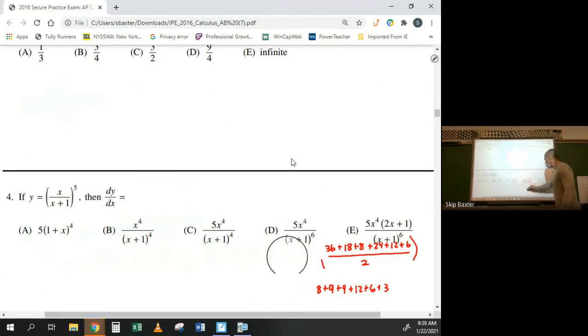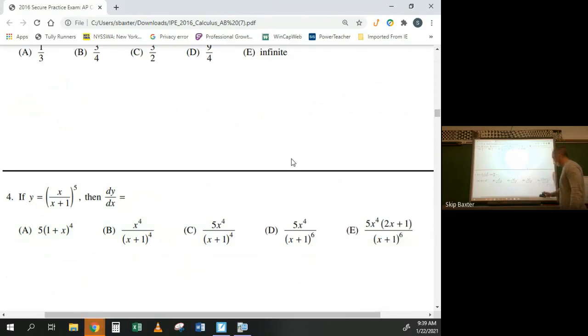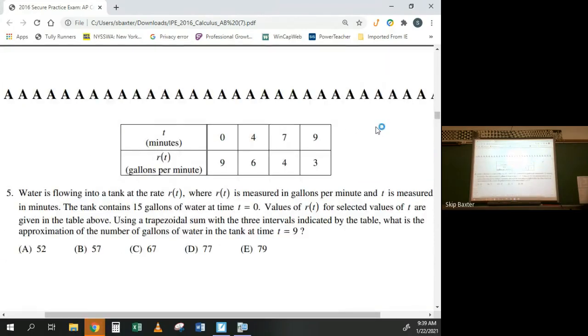I guarantee you they had a choice for people who didn't realize that there was water in the tank to begin with. Yeah, that was the first choice. Because that's the mistake I made. Right? I'm sure, like if I was writing this question, I would definitely put 52 on there. Okay? All right, any questions on that?